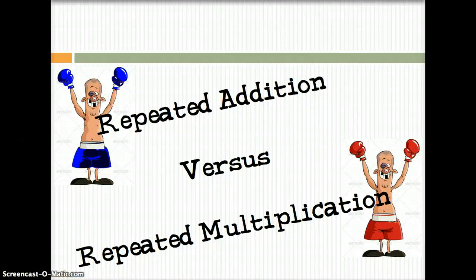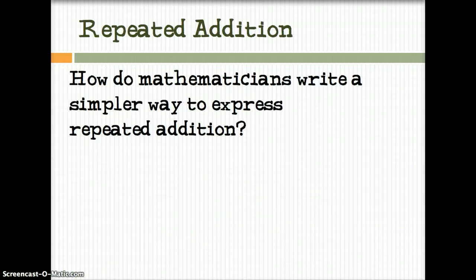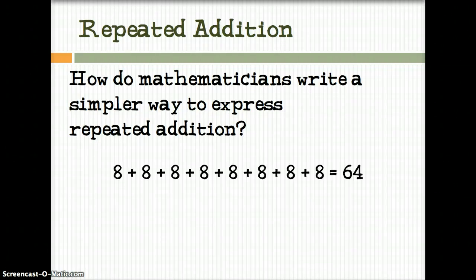Today we're going to talk about the concept of repeated addition versus repeated multiplication. So how do mathematicians write a simpler way to express repeated addition? In my example here, if I take 8 plus 8 plus 8 plus 8 plus 8 plus 8 and I add those together 8 different times, how do we express repeated addition in a simpler way?